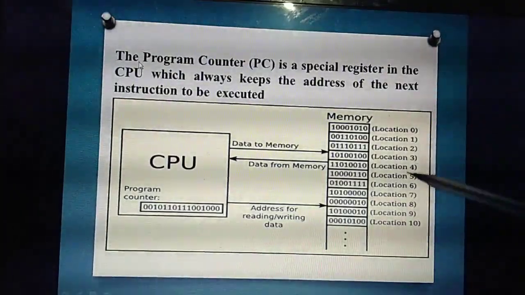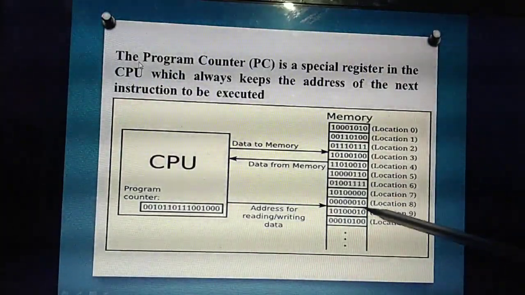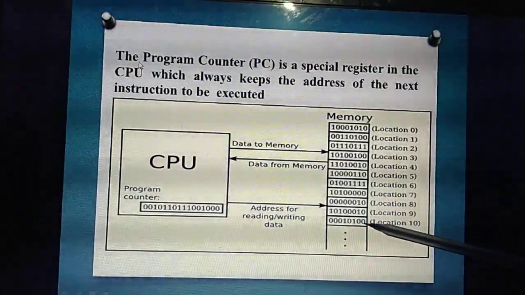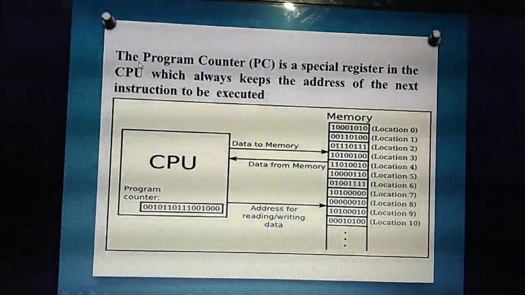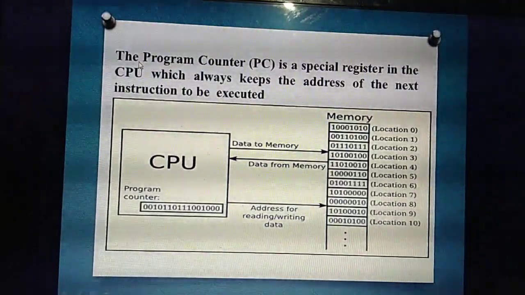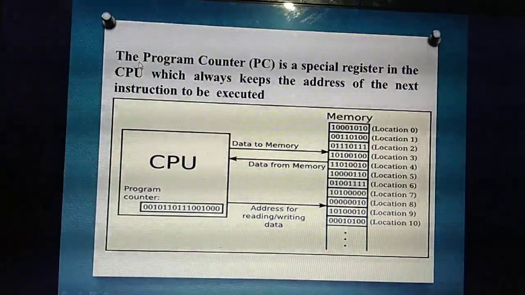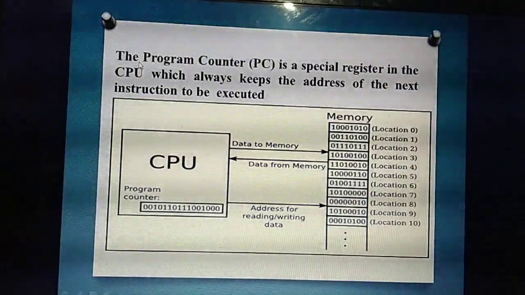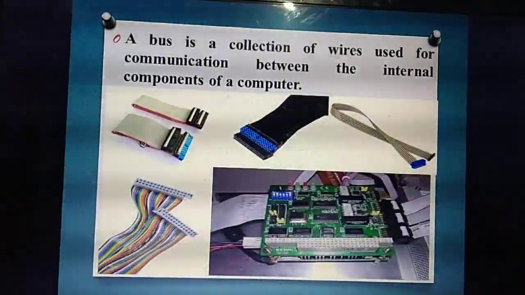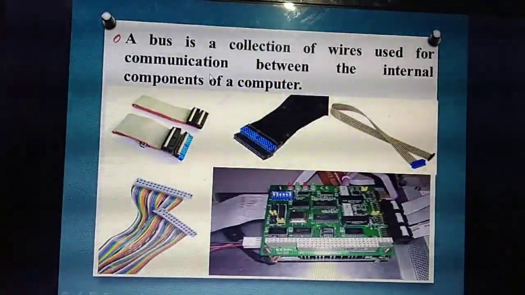Understand what I am telling? Location 9, in that place particular information is executing. At the same time it will keep the address of the next instruction. Understand? That's the use of program counter. What's the use of program counter? It's one of the special registers. It always keeps the address of the next instruction to be executed. Understand?